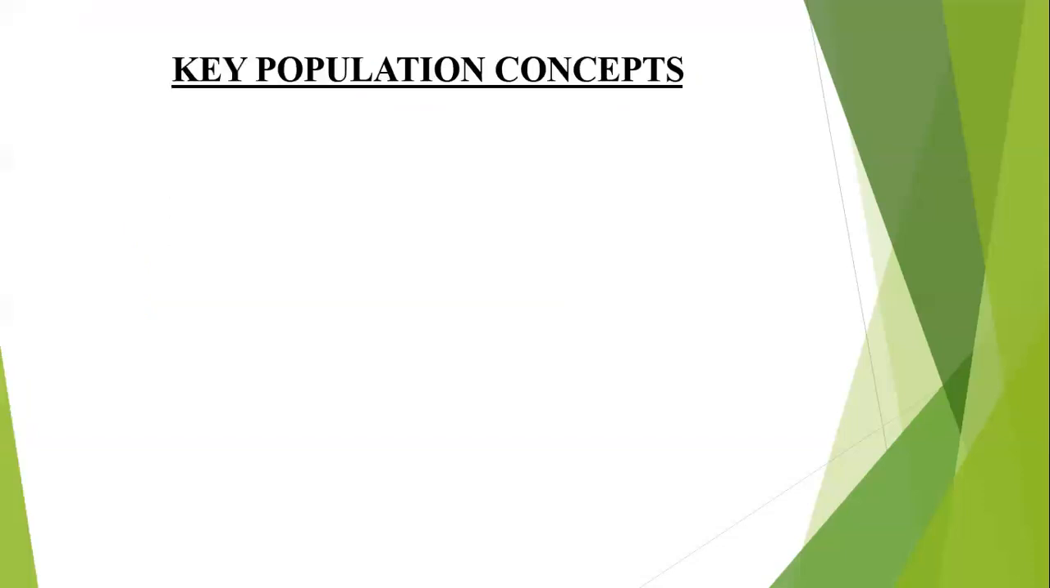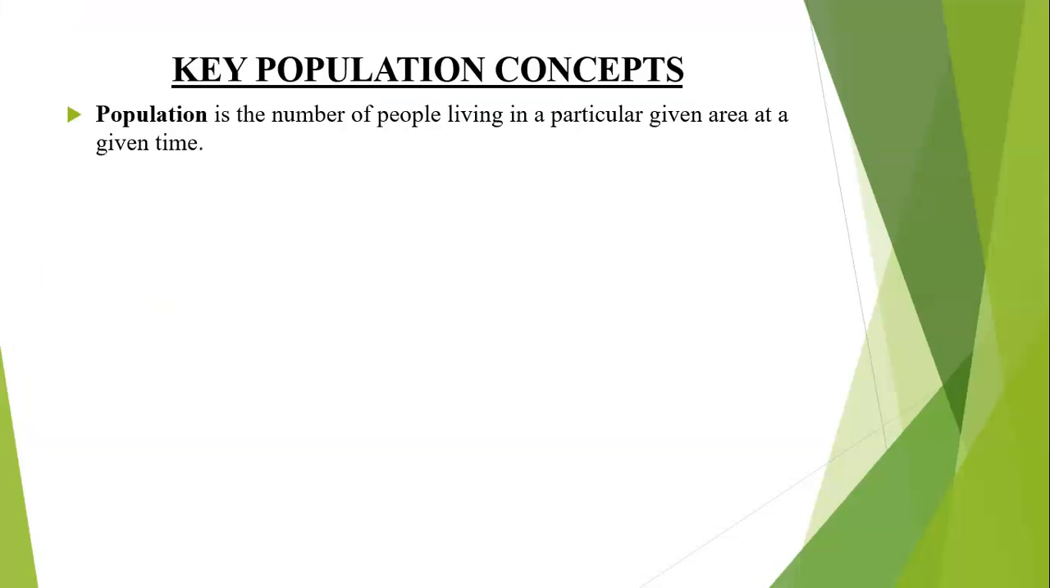So the first thing that we're going to look at is population itself. What is population? Population is the number of people living in a particular given area at a given time. As simple as that. We are looking at the number of people living in a particular given area at a given time.